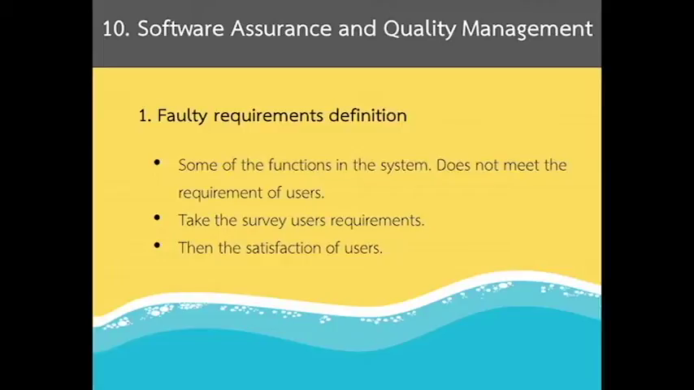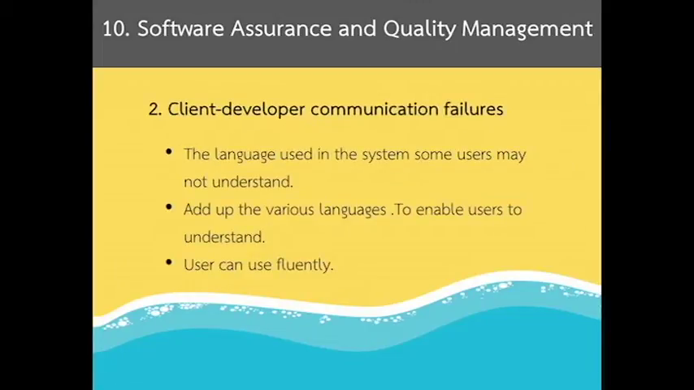Software excellence and quality management. 1, faulty requirement definition. First, some of the functions in the system don't meet the requirements of the user. Second, check the survey of user requirements. Finally, then the satisfaction of the user. 2, client-developer communication failure. First, some users may not understand the language used in the system. Second, add various languages to enable users to understand. Finally, the user can use it fluently.